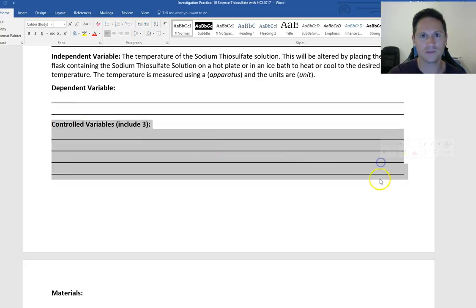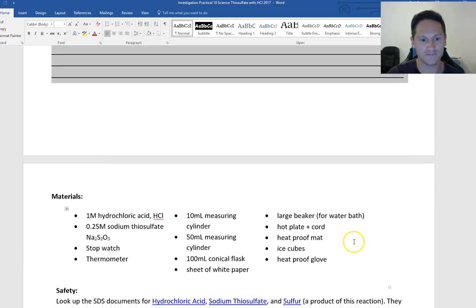Guys, your controlled variables are the things that you're going to keep the same, consistent throughout your report. So those might be every time you did the experiment, what did you keep the same every time? You might talk about the fact that the method of timing is with a stopwatch, or to determine the endpoint is when the cross wasn't covered anymore.